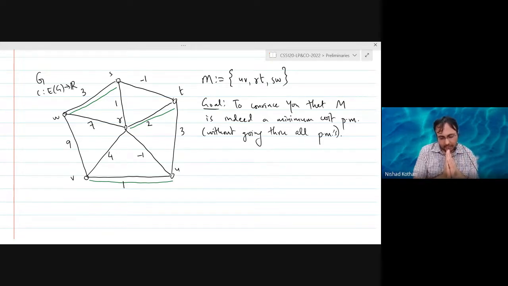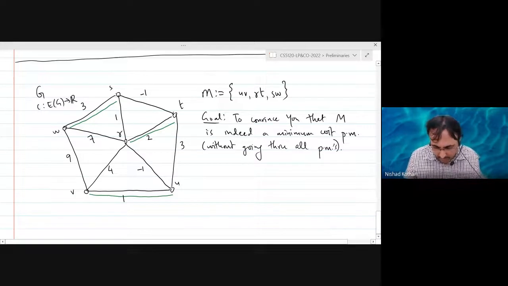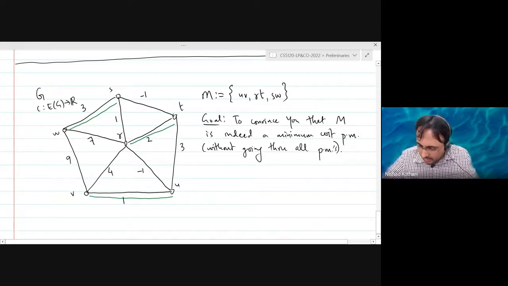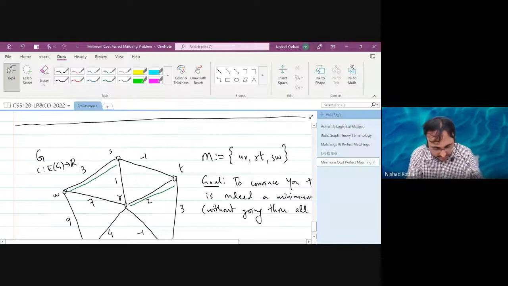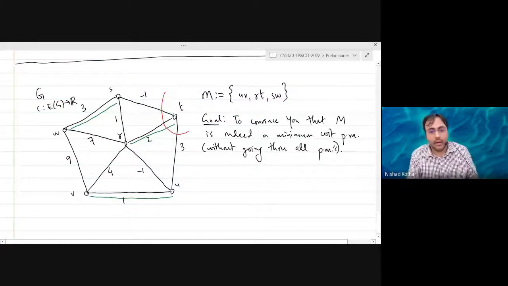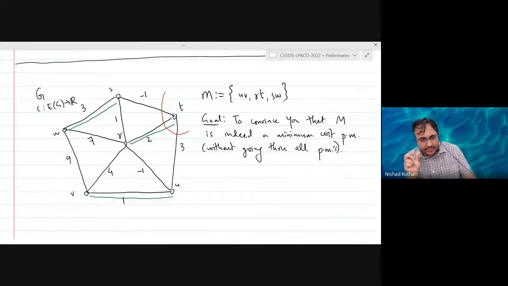Let me ask you the following question. Supposing I consider a particular vertex, let's say T, for the sake of example. Supposing I consider a particular vertex T and I change the costs of all the edges incident at this vertex by a constant number.